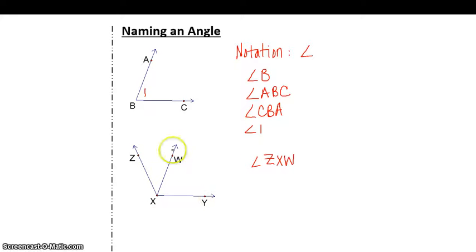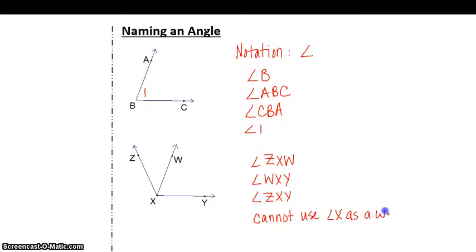I've got this angle right here, so I could name that angle WXY or YXW. And then I've got the bigger angle here, angle ZXY, or you could go YXZ. That'd be the same angle. Now, when you have a situation like this where you've got 3 angles that have the same vertex, they all have vertex X, so that's why X is in the middle for all of these. So I cannot just use angle X as a way to name one of these angles.